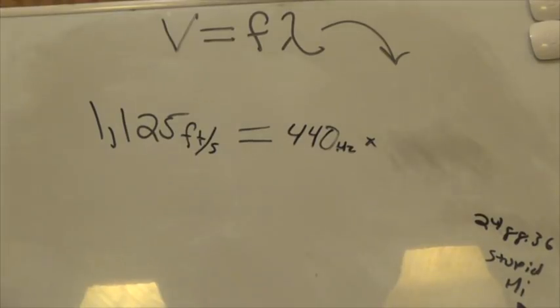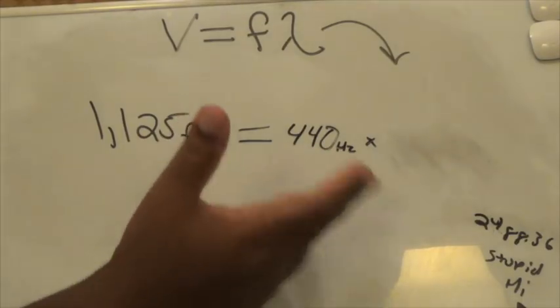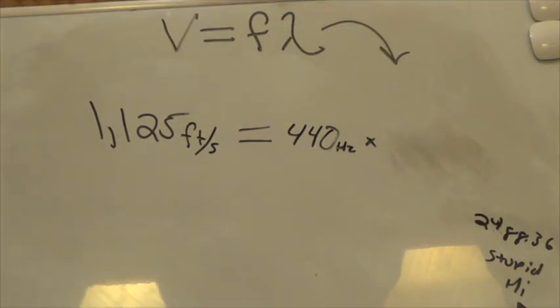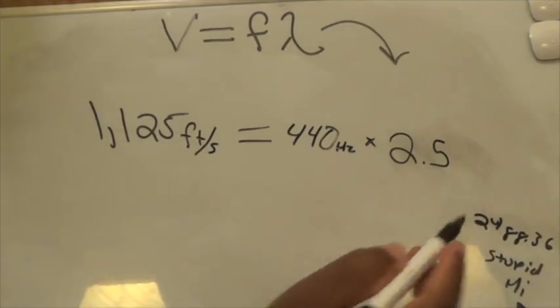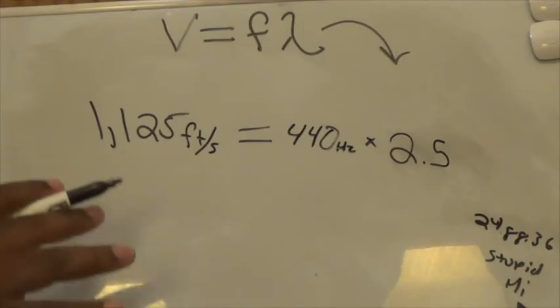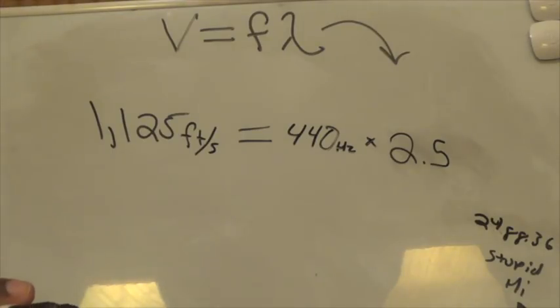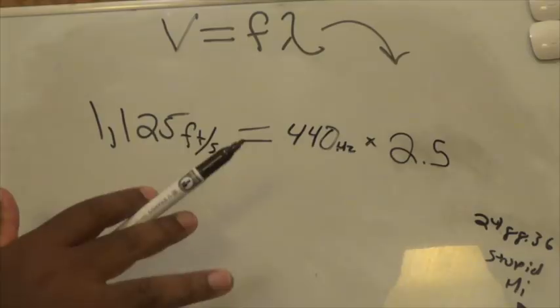All right, so if we take a look at this equation, ladies and gentlemen, we want to get an idea of about how long A440 is, and we come up with a figure that's about 2.5 feet. Now, I'm going to take the time to explain this, so that when you want to pursue this further in your own time, you can get it right. Because the way I have it written here is definitely not correct.